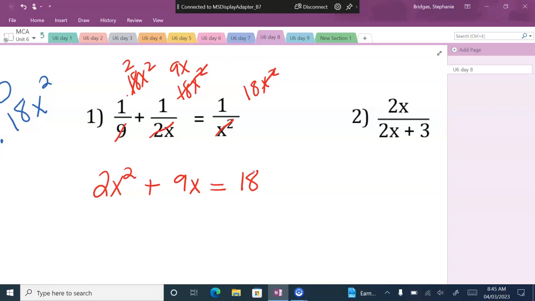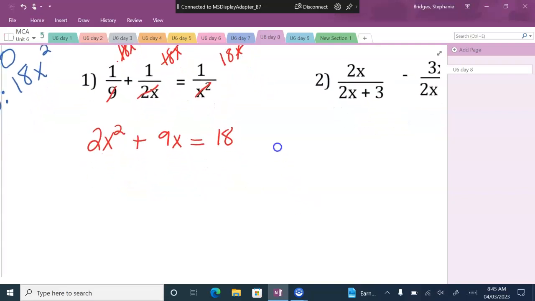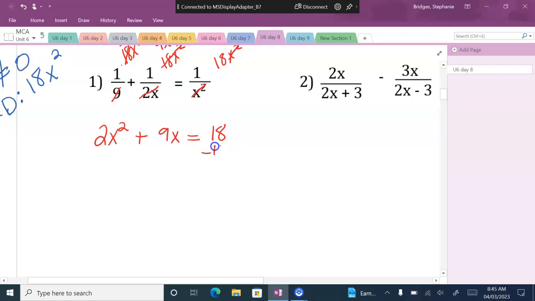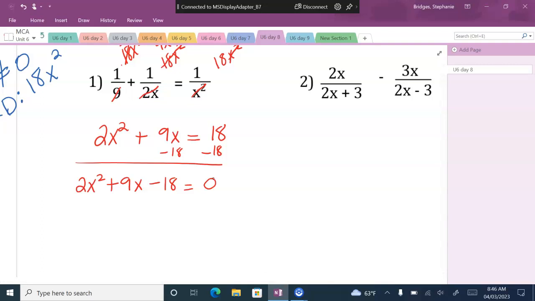So I have 2x squared plus 9x equals 18. What am I going to have to do to solve here? I'm going to have to factor, which means I need to get it equal to 0. So I'm going to subtract my 18 over first. Now this one is a little trickier to factor just because we've got a number in front of our x squared. It's not impossible. It's not extremely difficult. First of all, do 2, 9, and 18 all have something in common? No. Okay. So let's think about this.